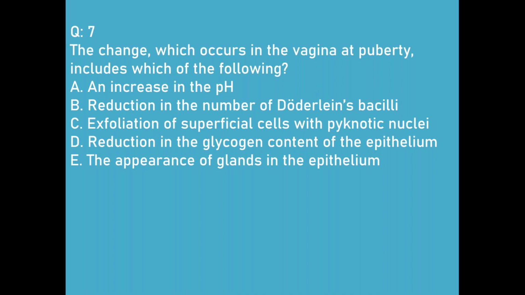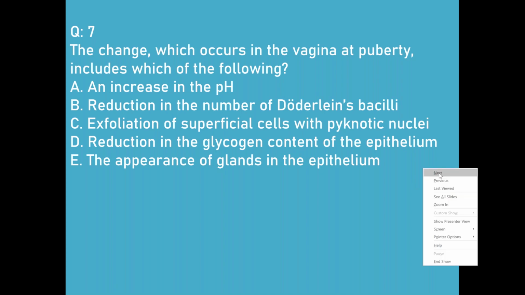Anybody will share? The changes which occur in the vagina at puberty include which of the following? An increase in the pH, reduction in the number of Doderlein bacilli, exfoliation of superficial cells. It's answer A, increase in the pH. What about C? Do you agree with A? I think E. What about C? Yes, the answer is C. Agree?